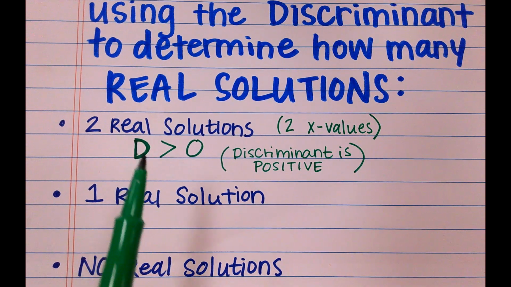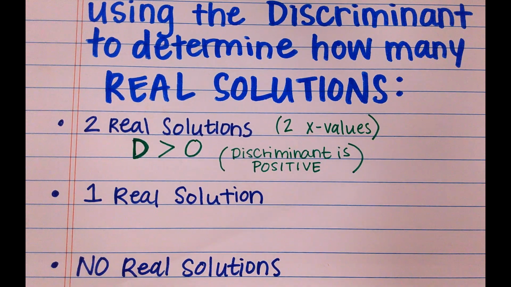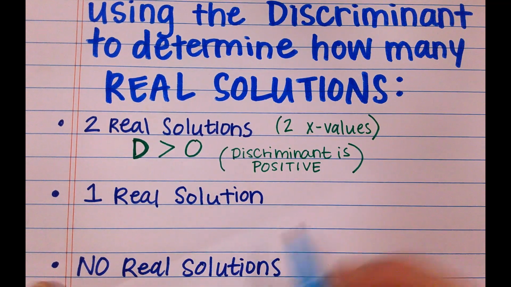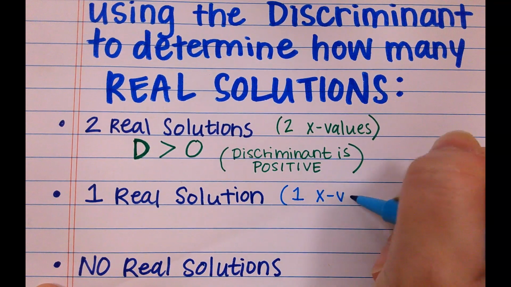So when your discriminant is a positive number, you have 2 real solutions. Whenever we find the discriminant of a quadratic equation and that discriminant is equal to 0, like we had yesterday, when that happens, you get one real solution. We saw that yesterday. When our discriminant equals 0, you only have one real solution, one x value. So to the side of this, we'll write 1 x value.